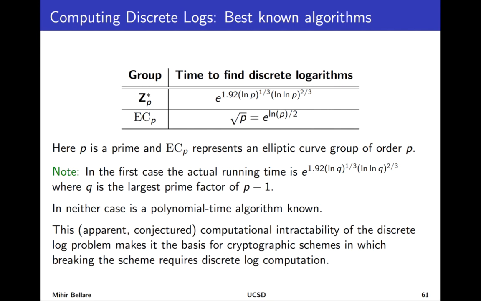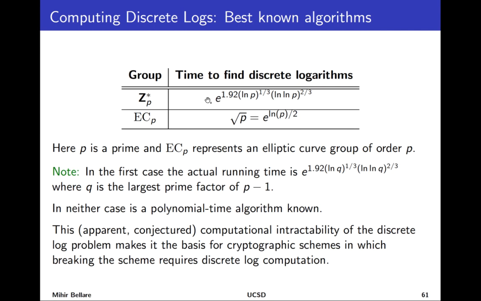Actually, we don't know. We don't have any proof that there isn't a fast algorithm, but people have tried quite a bit, and what this slide represents is the best we know. It turns out that the algorithm we saw is not at all the best possible. If you want to compute discrete logs in Z_p star, there is a much faster algorithm and a more non-trivial one.